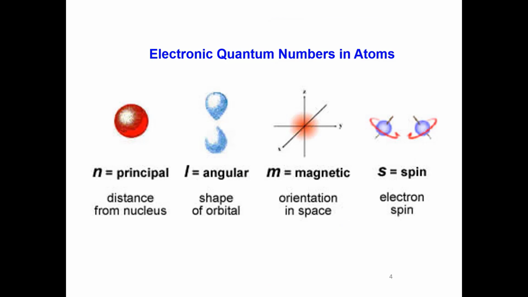Then, just to summarize, we have 4 electronic quantum numbers. n corresponds to the principal quantum number, and this is related to the distance from the nucleus. The second one is l, which is the angular quantum number, and is related to the shape of the orbital. The third one is the magnetic quantum number, and is related to the orientation of the orbital in space. And the last one is the spin quantum number, and corresponds to the electron spin.